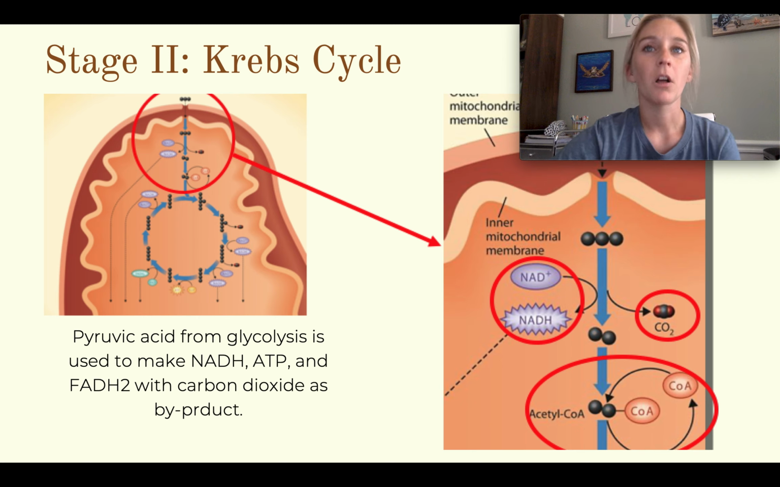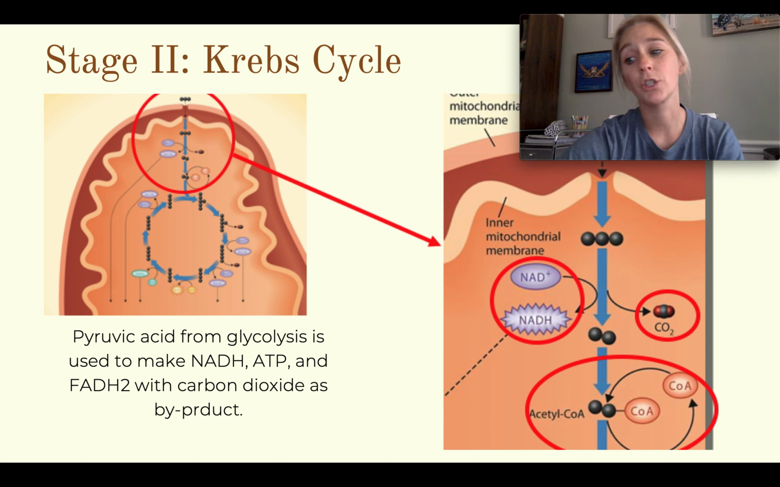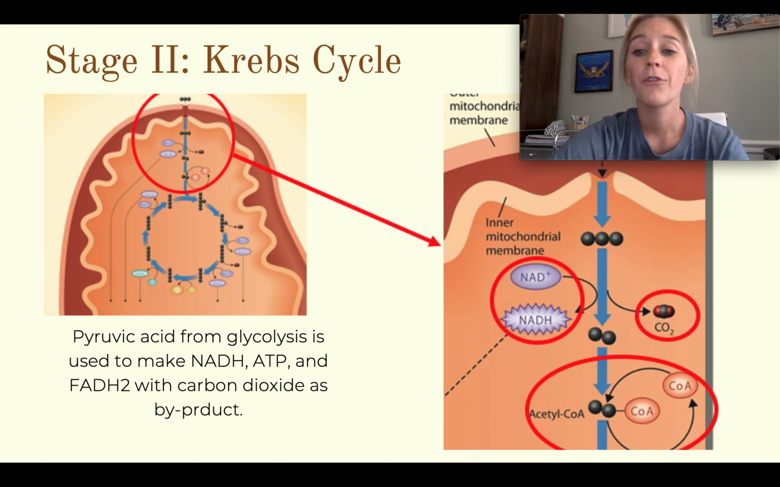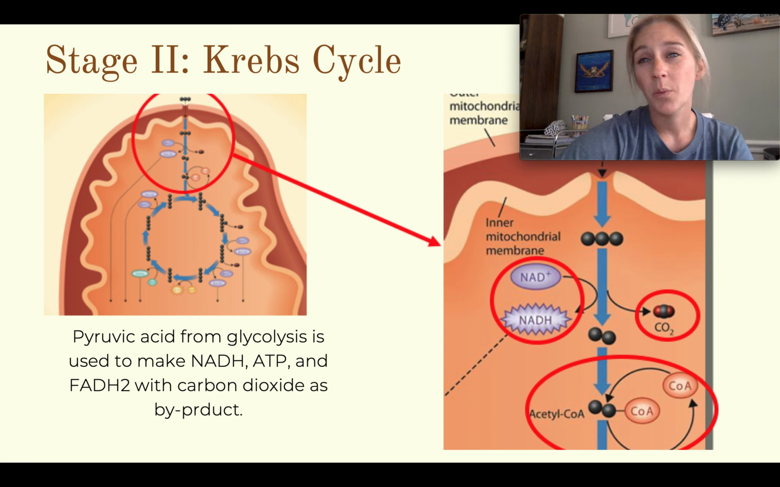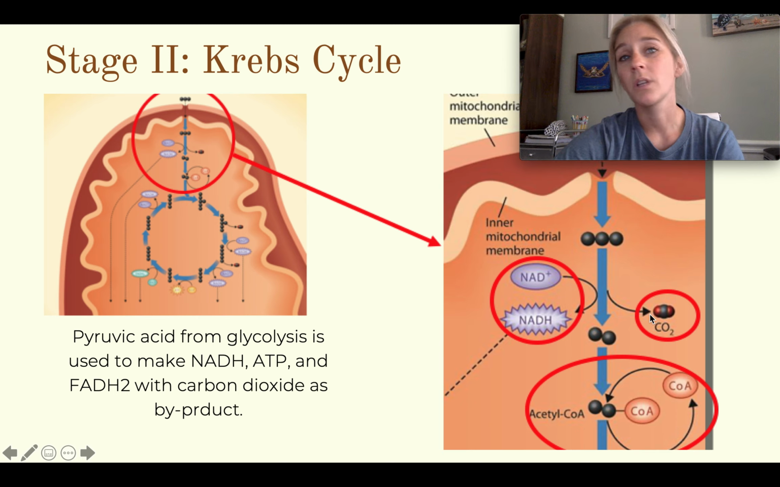Pyruvic acid from glycolysis passes through the 2 membranes of the mitochondria down into this matrix. So here we have pyruvic acid entering into the matrix. And we have a little close-up picture over here. 1 carbon atom from pyruvic acid is going to become part of the molecule of carbon dioxide when it's given off here, and it's eventually released into the air.